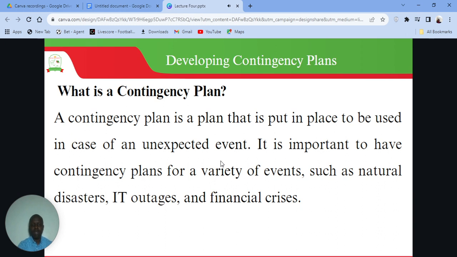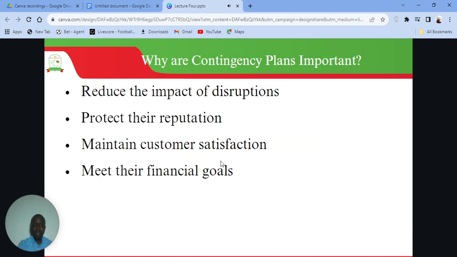So, when you have these contingency plans, then you have a variety of events that might be happening. For example, natural disasters, IT outages, financial crises, and so on and so forth. Why do we need these contingency plans? When we have the contingency plans, we are able to reduce the impact of disruptions. We will also be able to protect the organization's reputation, maintain customer satisfaction, and also meet the organization's financial goals.